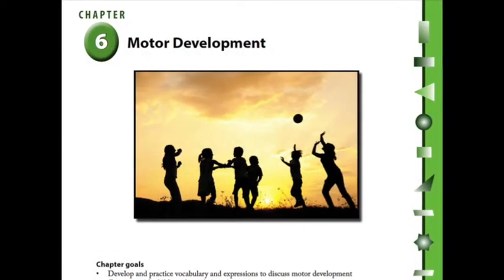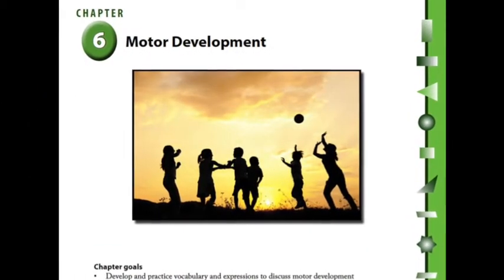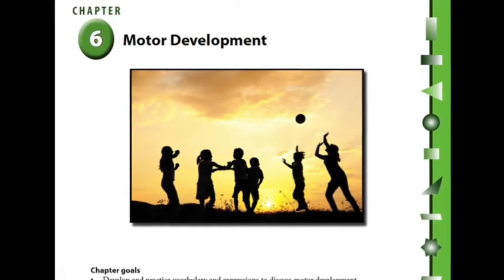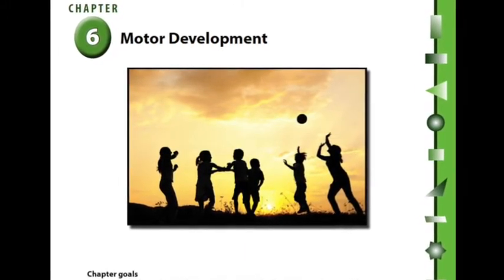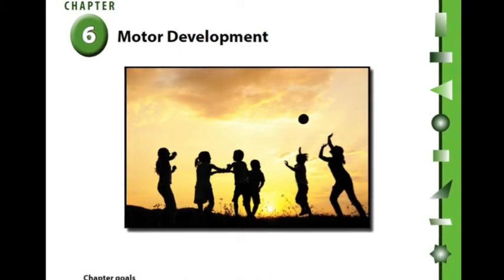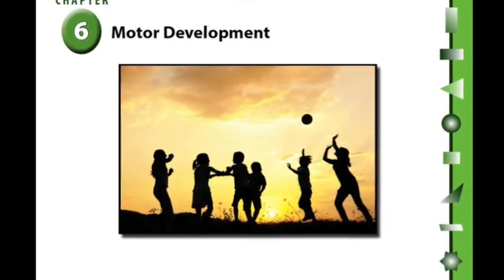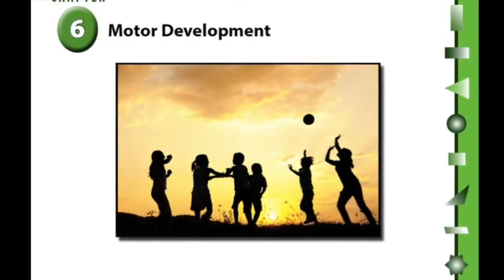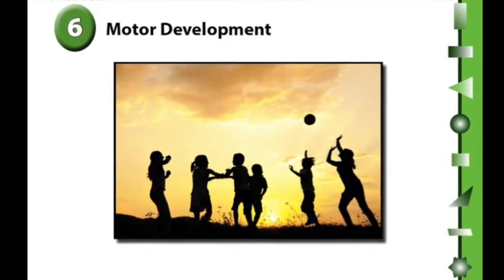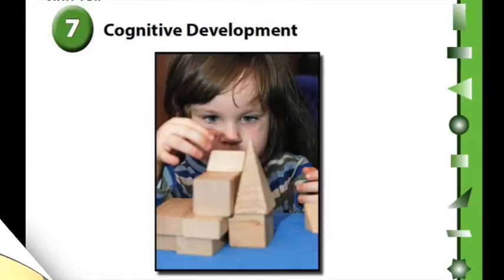Chapter 6. Motor Development. The chapter goals are to develop and practice vocabulary and expressions to discuss motor development, to converse with children about their actions using narration, to write an accurate and objective running record, and to write a reflection to express conclusions and make predictions.